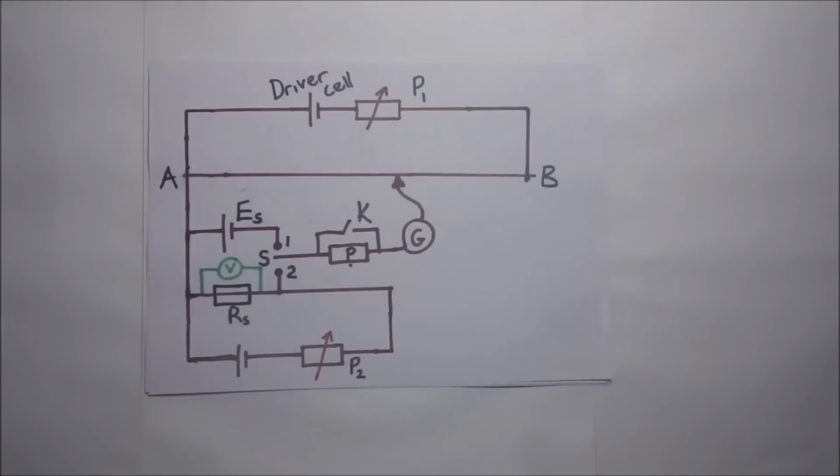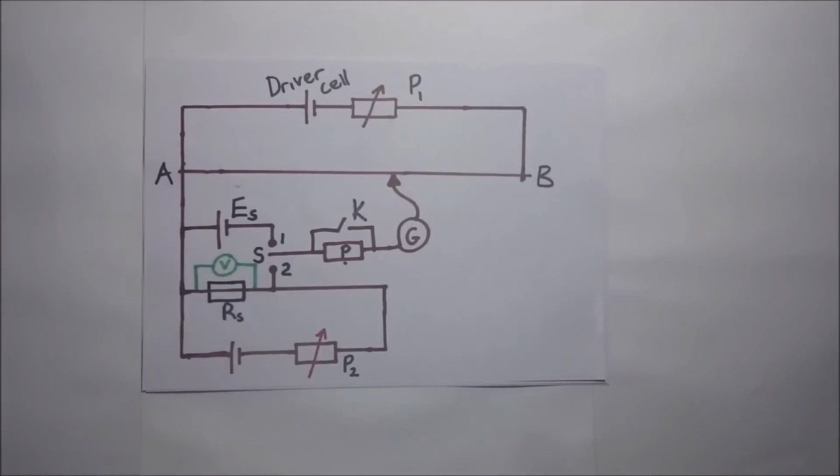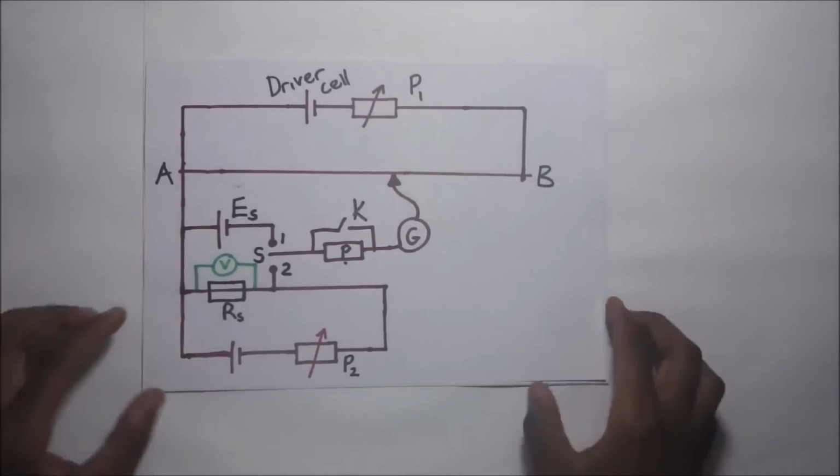So in today's video, we are going to look at how we calibrate a voltmeter using a potentiometer. This is the voltmeter that we seek to calibrate. To start off with the experiment, definitely this is how our setup is going to look like.